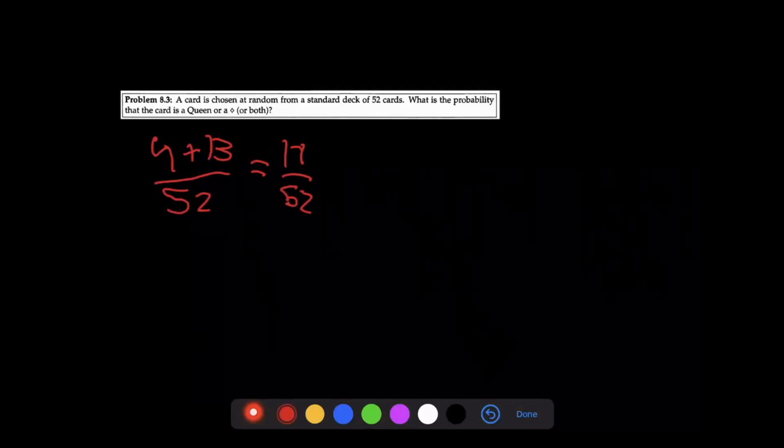So we have the problem. A card is chosen at random from a standard deck of 52 cards. What is the probability that the card is a queen or a diamond or both? So what we might think is there's 4 ways to pick a queen, there's 13 ways to pick a diamond, and there's 52 total cards. So therefore our answer is 17 over 52. But I'll show you why this is wrong.